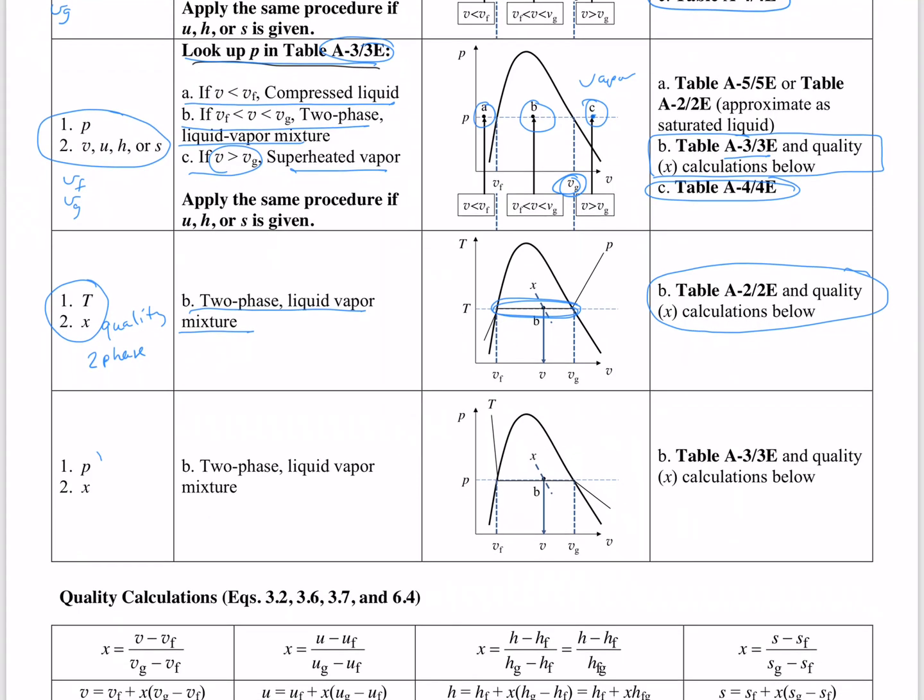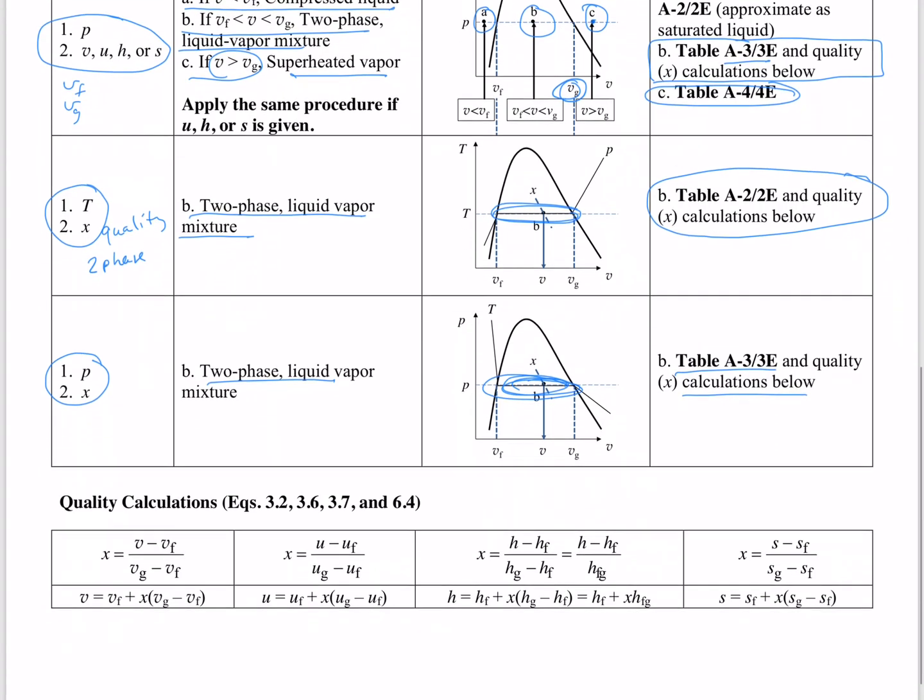The same thing if we're given pressure and quality: then we definitely are in a two-phase liquid-vapor mixture. We're in here in the dome, not outside of the dome, even though I went outside the lines there. And then you would use table A3 with the quality calculation.